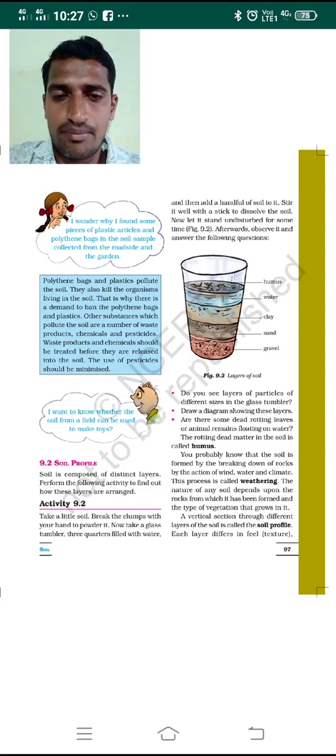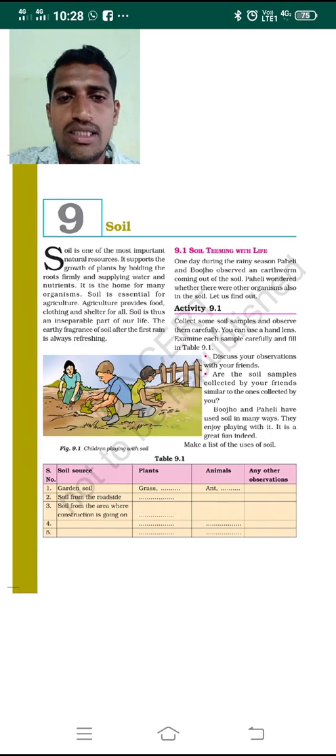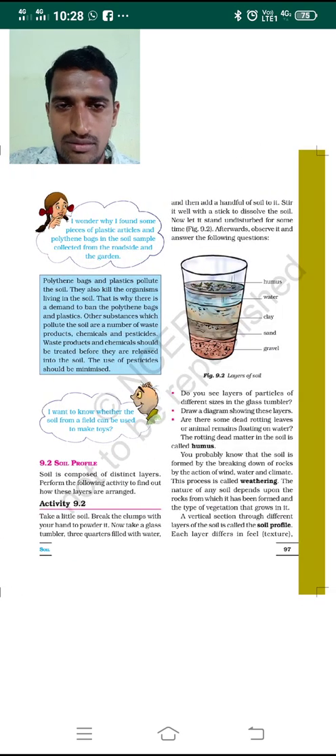So dear students, in the previous class we started the lesson on soil. We discussed the importance of soil, the different sources of soil. Later we discussed the soil profile, meaning the soil is made up of distinct, inseparable layers. They are arranged in a particular order.